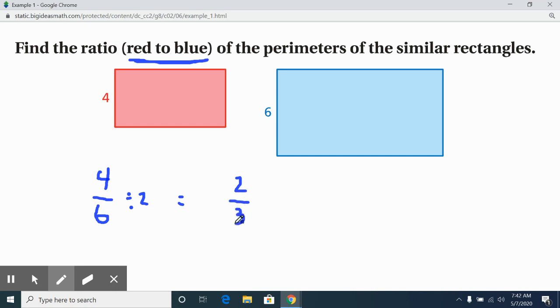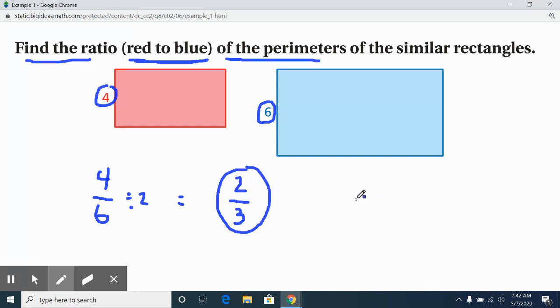Remember, the fraction of these corresponding side lengths is also the answer to the question of find the ratio of the perimeters. So the ratio of the corresponding side lengths is equal to the ratio of the perimeters. Simply taking these numbers, making a fraction and simplifying it. So 2/3 is our answer.